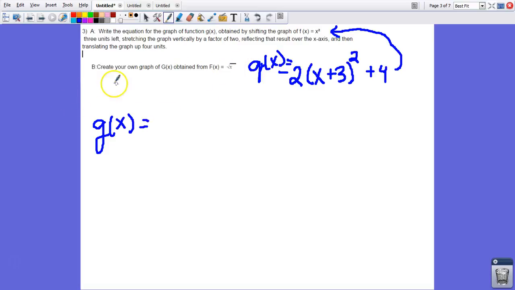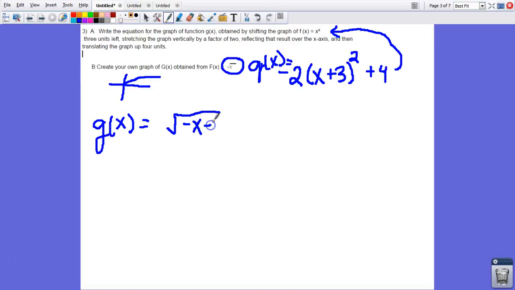So we have the square root of x, and the parent function is going to look like this, right? You can always find the parent function by just putting this into the calculator and looking at what the graph looks like. G of x, let's see, what do we want to do to this? How about we flip it over the y, and to do that, we make the x negative.